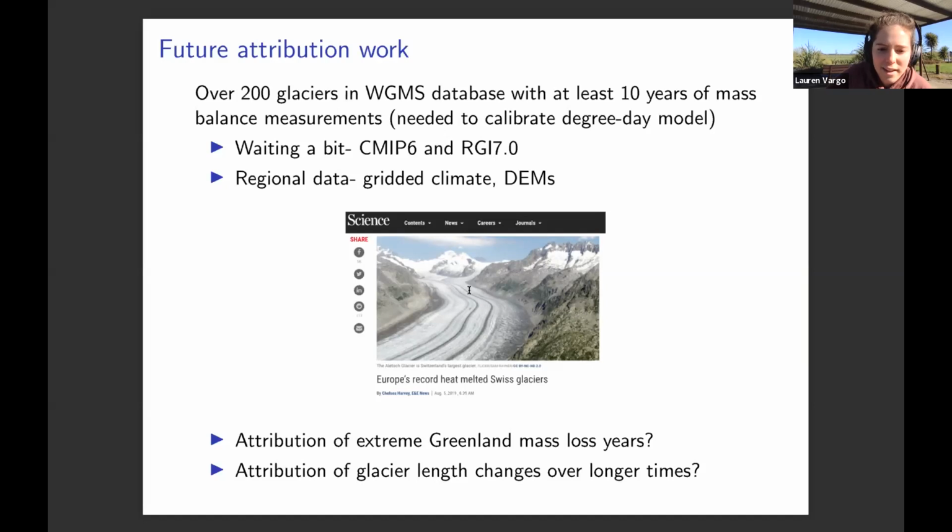And yeah, I guess this will be really exciting, especially as we know glaciers in Europe had that huge melt year about a year ago. So it'll be interesting to look at the human influence there.